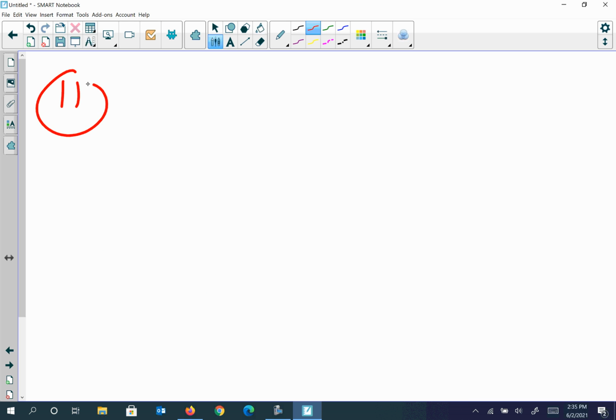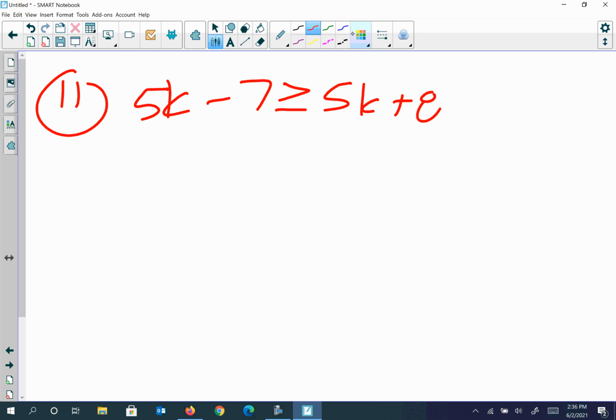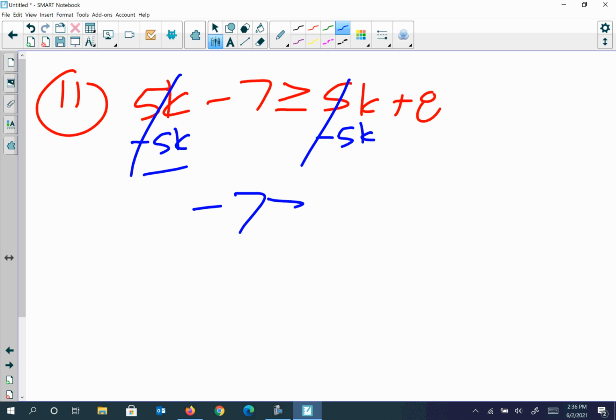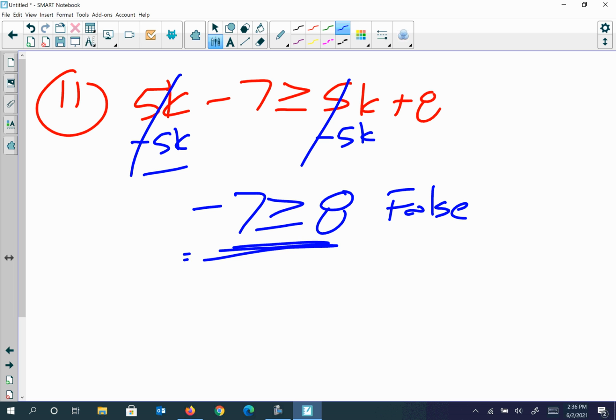Number 11, we want to solve these and put them in interval notation. All right, so if I go ahead and subtract 5k from both sides, oh, note this, those both cancel out, so I get negative 7 is greater than 8. This is a false statement. Okay, that's not a true statement at all, so there is no real solution. Sometimes they might say empty set. It's your choice how you want to say it.